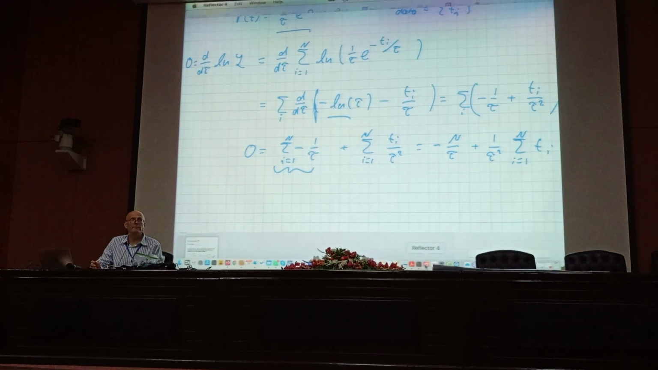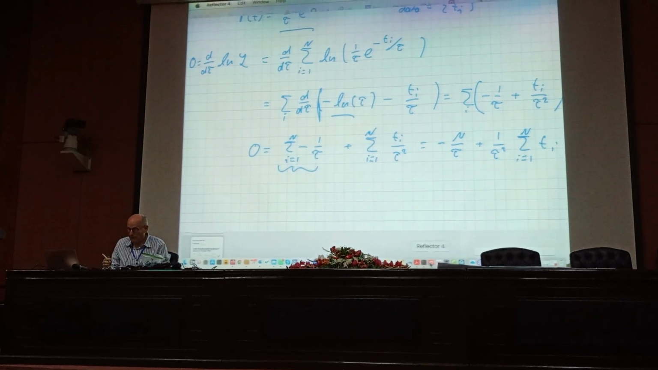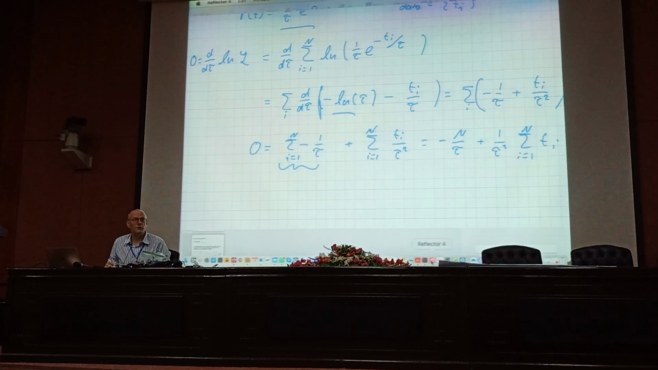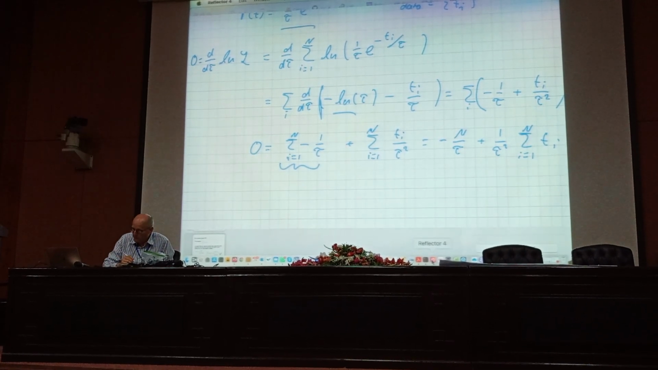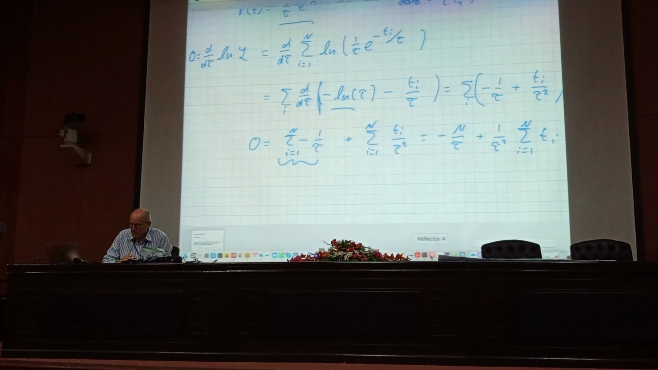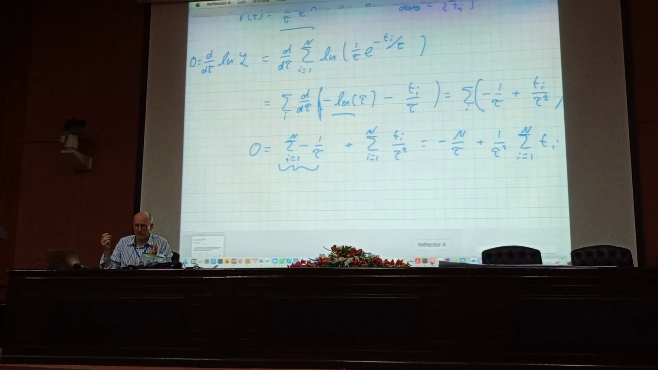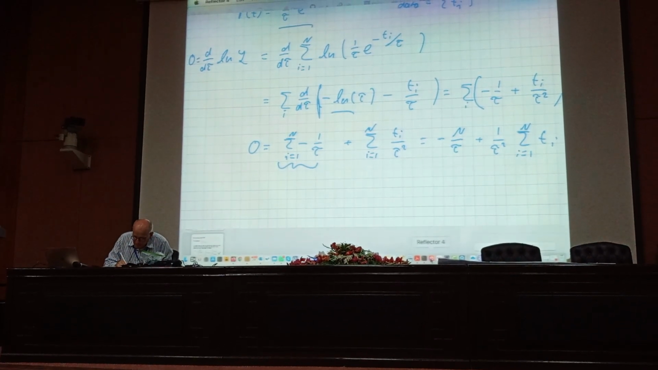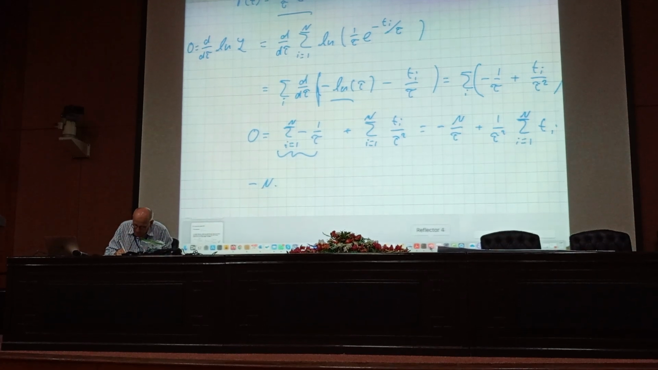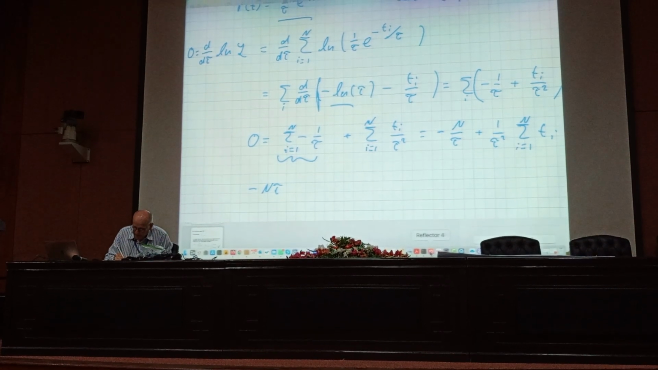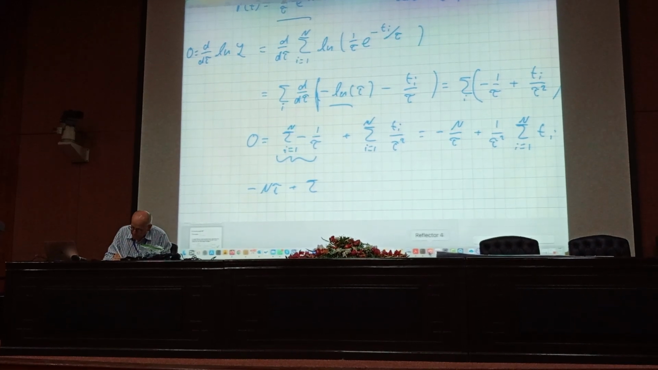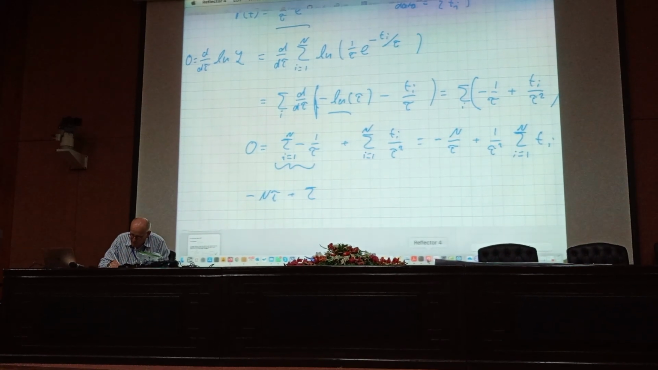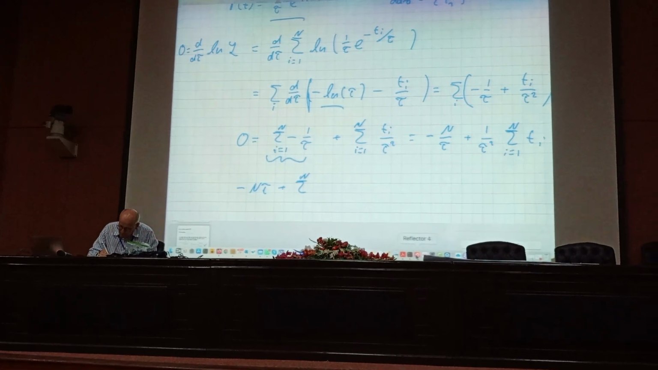Now I'm going to solve this for tau, not for tau squared. And I'm going to do this by multiplying this entire thing by tau squared. So I have minus n times tau plus this sum. I'm getting sloppier and sloppier with my drawing.